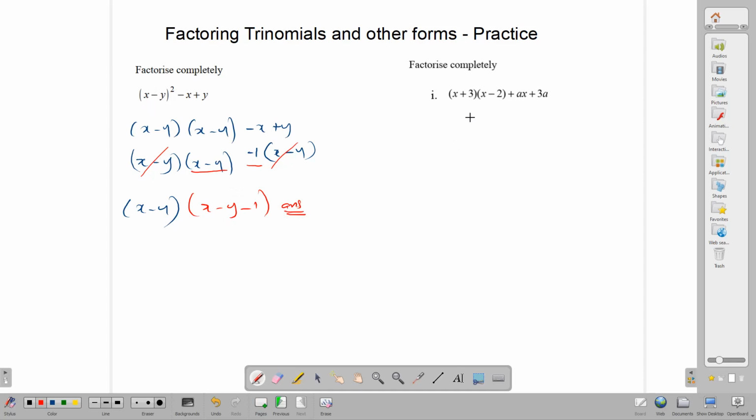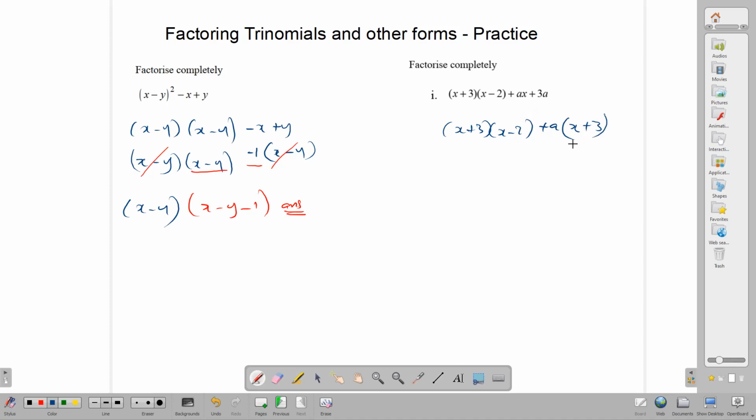In this question, we use a similar technique. We do not multiply it out. All that we do is we write back this part of the expression, x plus 3, x minus 2, and factor out this part using the common factor a. Now, when we factor the a from here, ax divided by a gives us x, and 3a divided by a gives us 3.